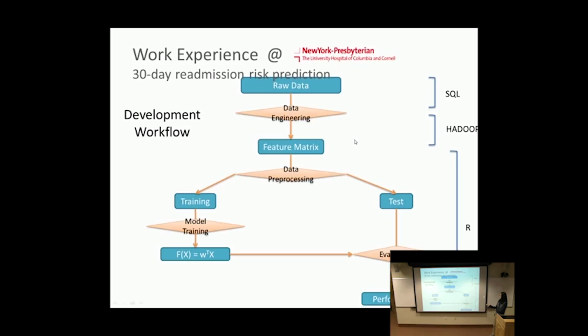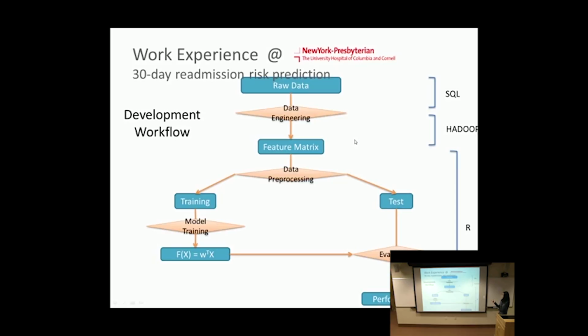And also we build binary features to indicate whether the patient has ever been diagnosed with diabetes, for example. These are diagnosis features. And for lab results, all the units were unified as well.